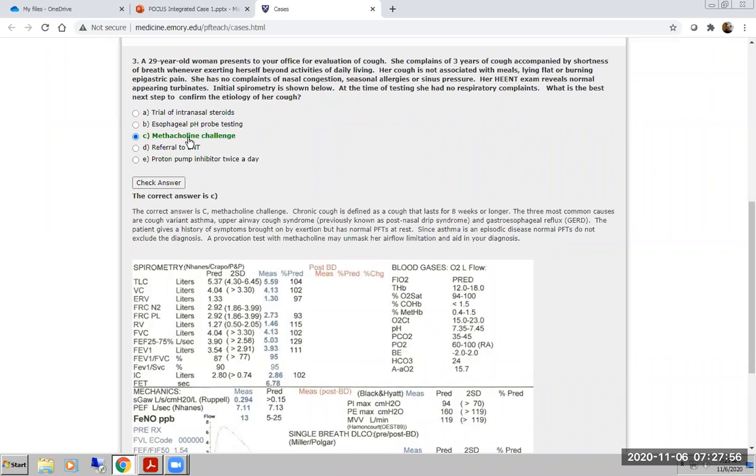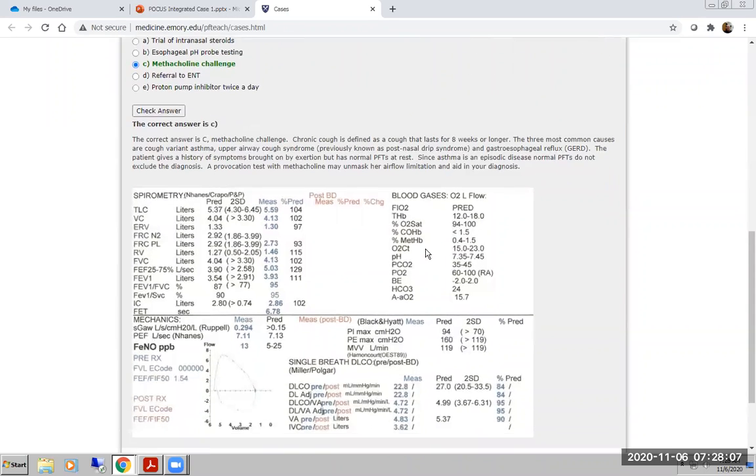And I don't even know, do we do these in our hospital? I've never really ordered one. Have you guys ever ordered them? No? Okay.